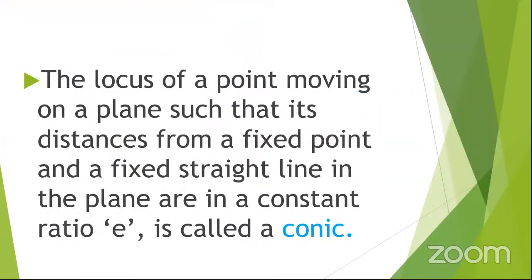The locus of a point moving on a plane such that its distances from a fixed point and a fixed straight line in the plane are in a constant ratio E is called a conic. So to generate a conic, we always need a fixed point and a fixed straight line in such a way that the ratio of the distances of a point from this fixed point and this fixed straight line should be constant. Such points form a conic. This is the definition of the conic, children.